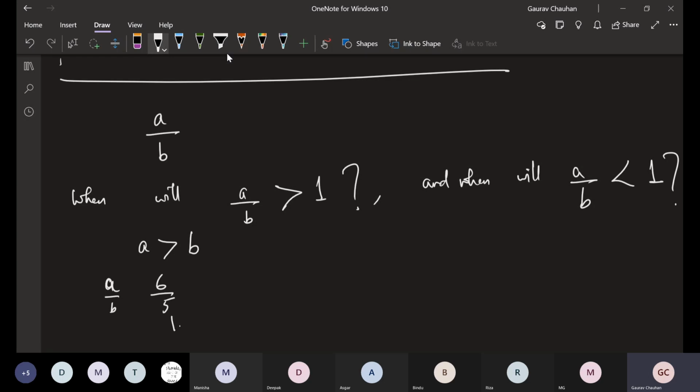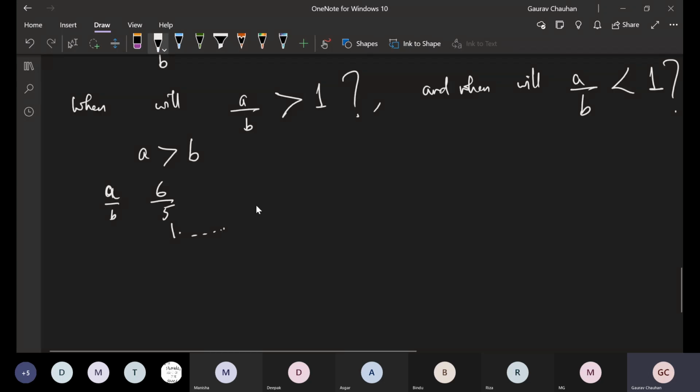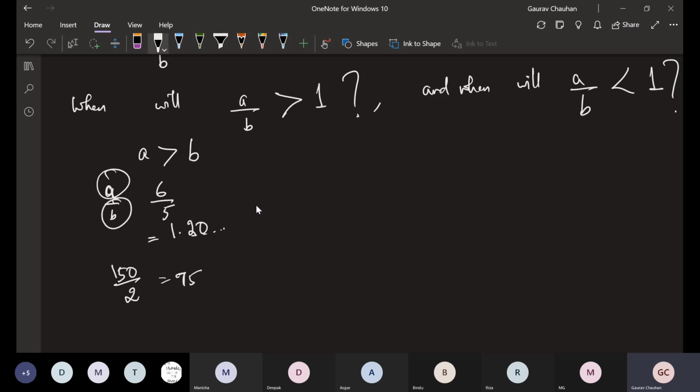The fraction is greater than 1 because the numerator is bigger. When you divide, 1 point something will come. Here 1.20 is coming. You take any number where the numerator is bigger, say 150 by 2, it will become 75. What I'm trying to show is, like Riza said, if A is bigger than B, then A by B will be bigger than 1.